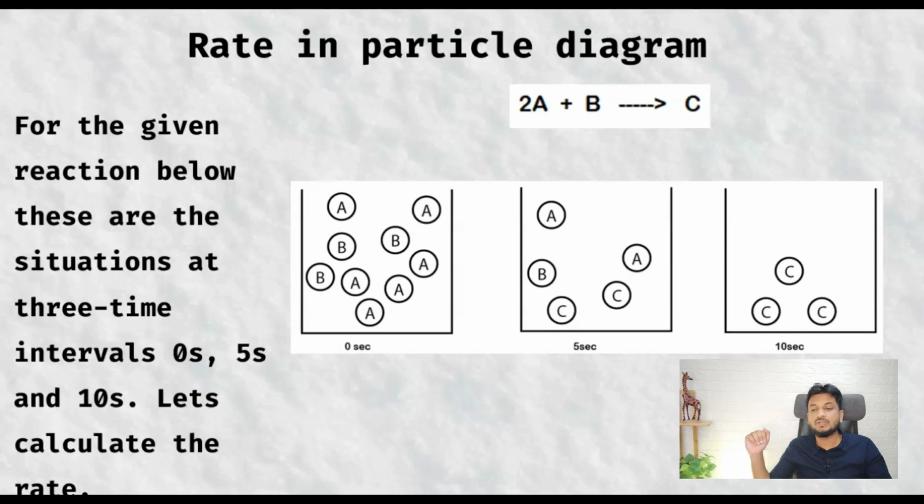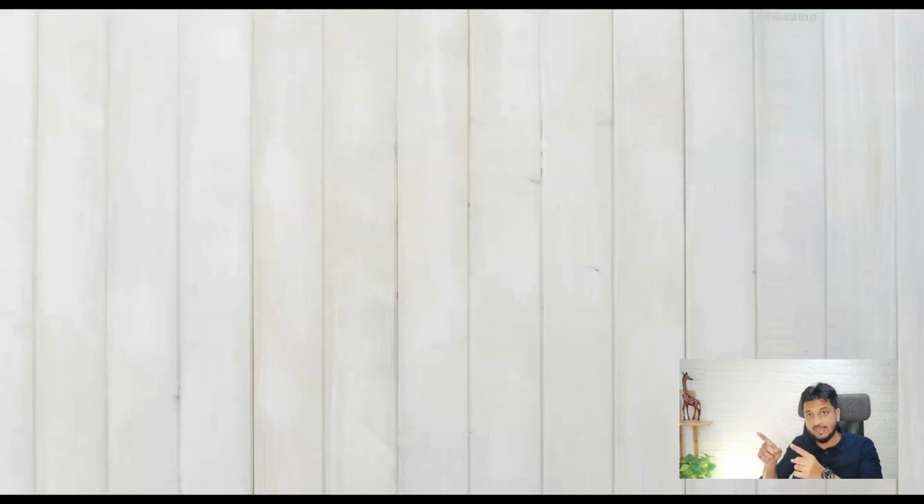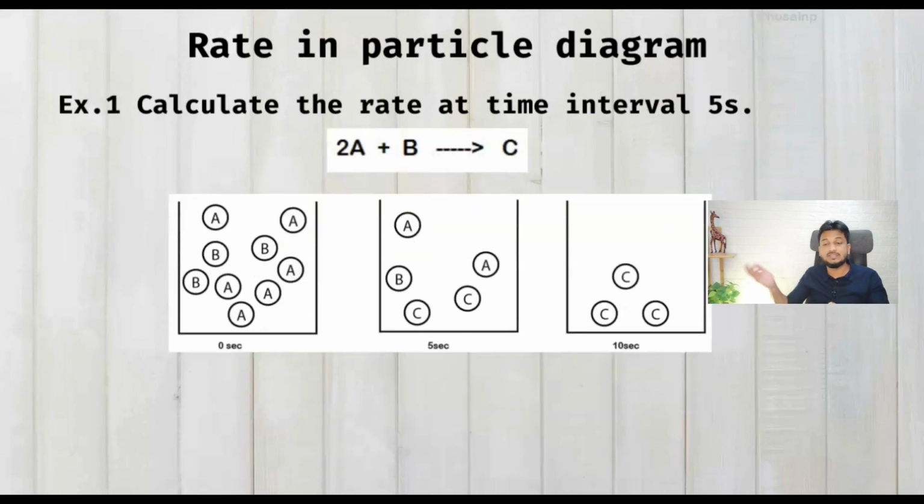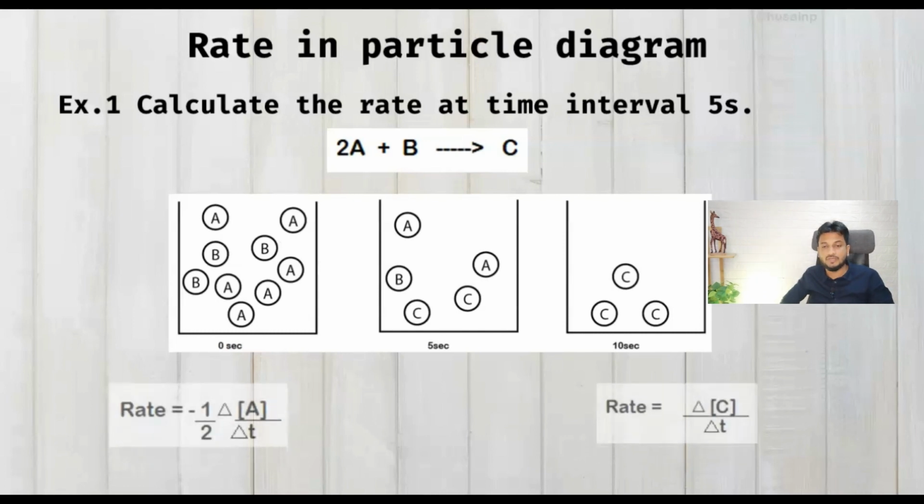So how can we calculate the rate in this case? Let's do an example here. Let's calculate the rate for the reaction at the time interval of 5 seconds. We will calculate by both. We will calculate by A, the reactant. We will then calculate by C, the product, and we will see what value of rate we get. Do we get the same? Do we get different? Let's check it out, guys. So let's quickly calculate for A here.